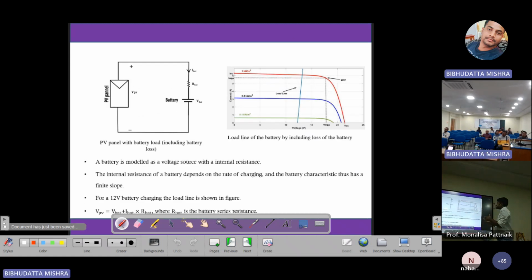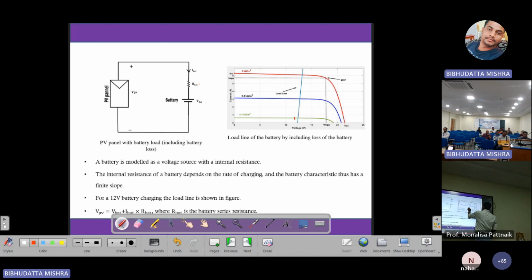The next is the battery. In general, we model the battery because it has a loss. So we model the battery with an internal resistance, that is R battery. Previously it was a constant, but now there is a loss. So this voltage plus this voltage should be provided by the panel voltage.